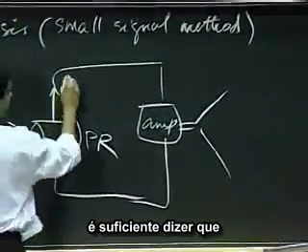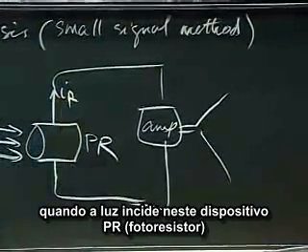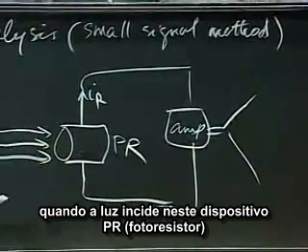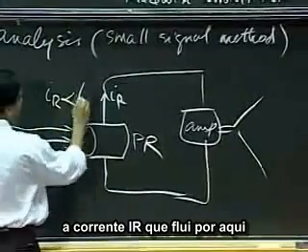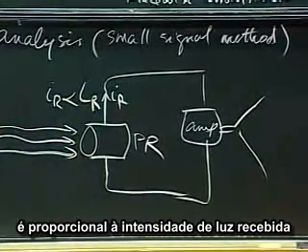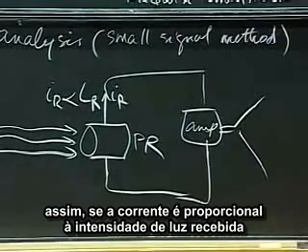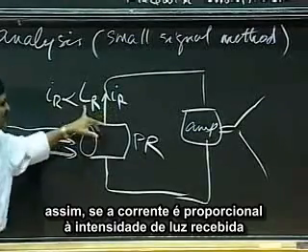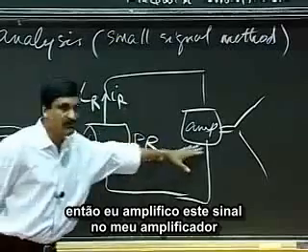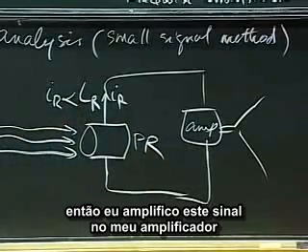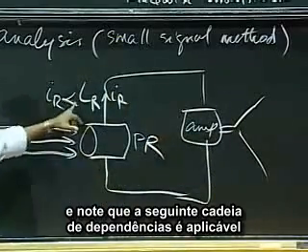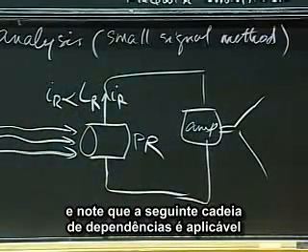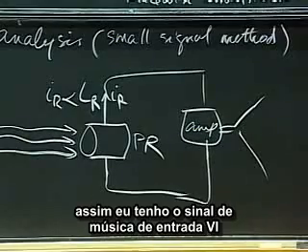Suffice it to say that when the light falls on this device PR, the iR that goes through here is proportional to the received light intensity. Okay? So if the current is proportional to the received light intensity, then I amplify that signal in my amplifier, and I get the music playing out here. Okay? And notice that the following chain of dependencies apply. So I have an input music signal vI.